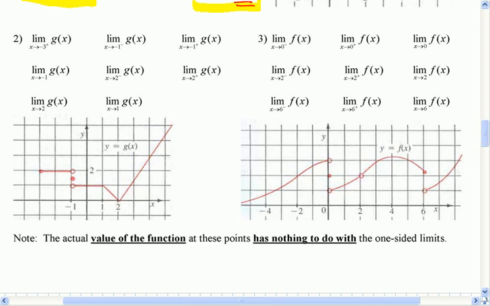Pause the tape now. Once you've done 2, try 3.